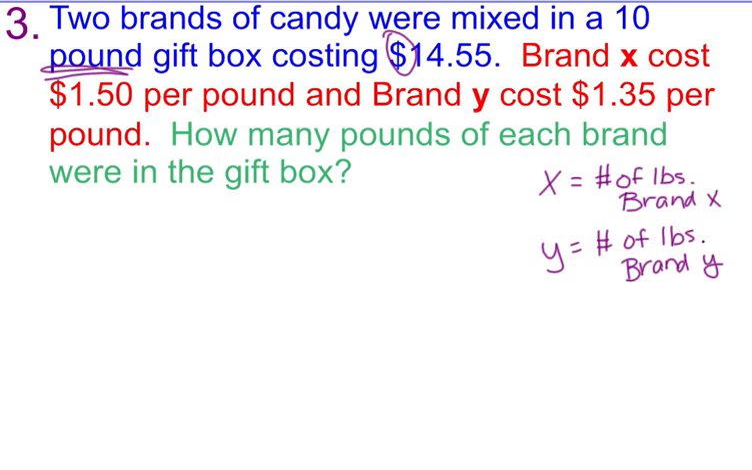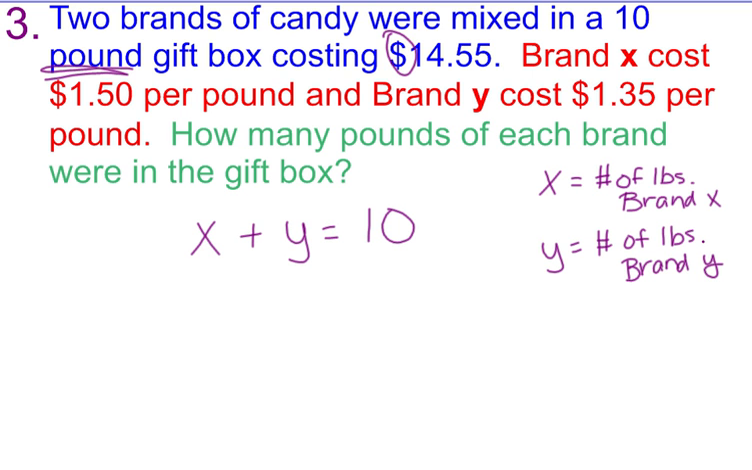They said that I'm going to buy 10 pounds worth of candy. So my X is my number of pounds of brand X and my Y is my number of pounds of brand Y. So I'm going to say if I add my 2 different candies I'm buying together, it's going to equal 10 pounds. If I buy 3 pounds of the first one and 7 of the second, together they have to make 10. The second part then is actually finding out the cost of those.